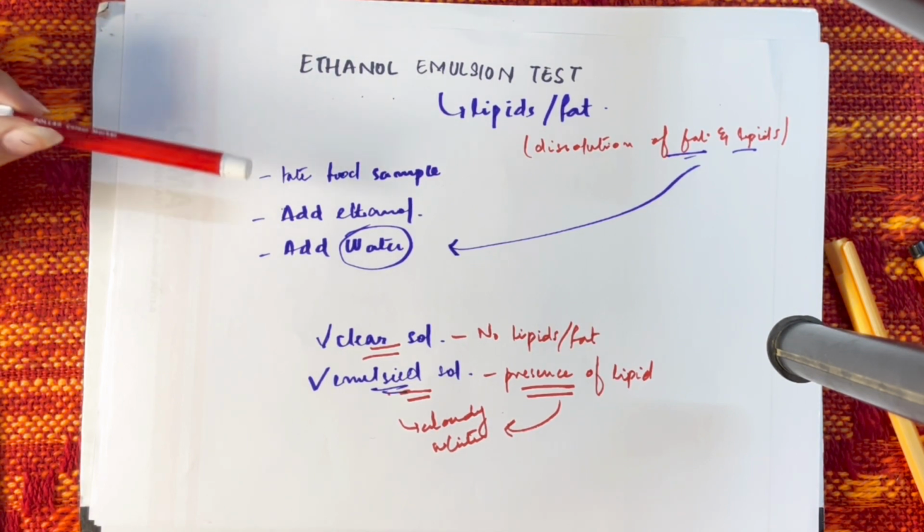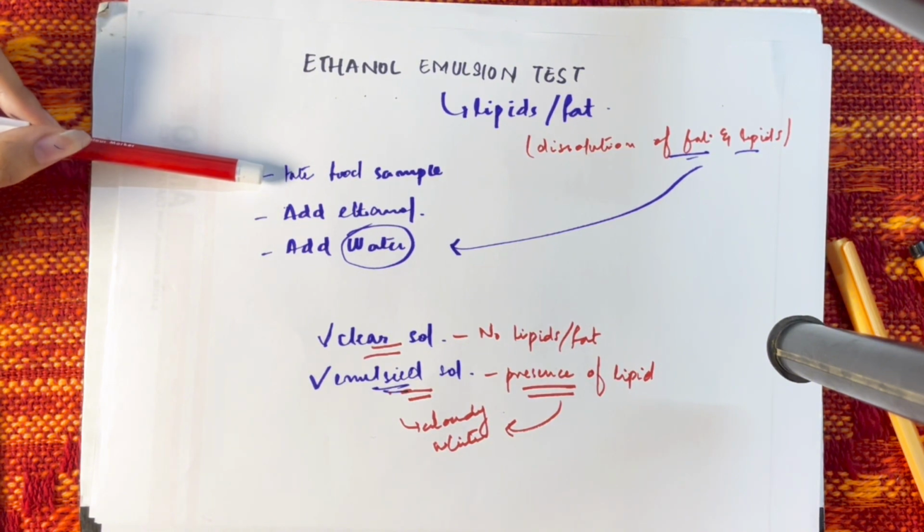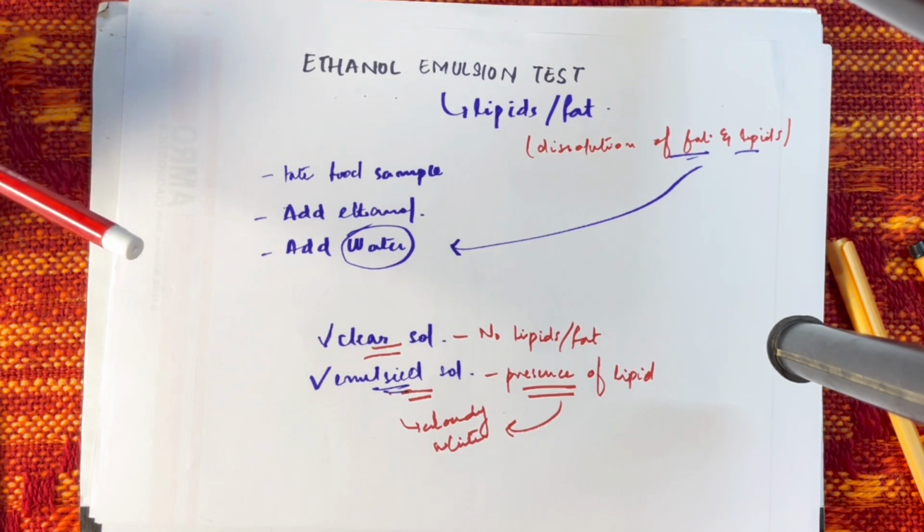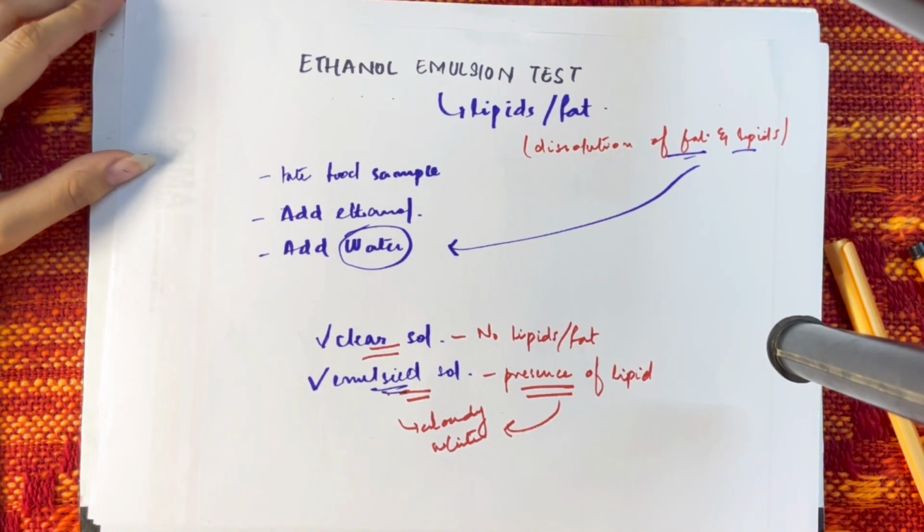Similar happens with this solution. When the fats and the lipids are dissolved in ethanol, there's an emulsified solution that becomes greasy, and that tells that there is a presence of lipids. Similarly, when your hands become greasy, we say that there is a presence of lipid in your hands unless you wash it with soap. It's a very common example that helps students understand the ethanol emulsion test. Let's talk about the fourth and the last test.